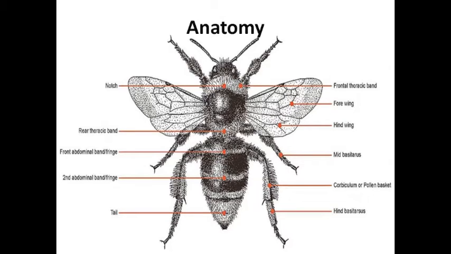A bee's body is covered in lots of fuzzy, branched hair that collects pollen and helps regulate body temperature. The body also has 3 sections: the head, the thorax, and the abdomen.